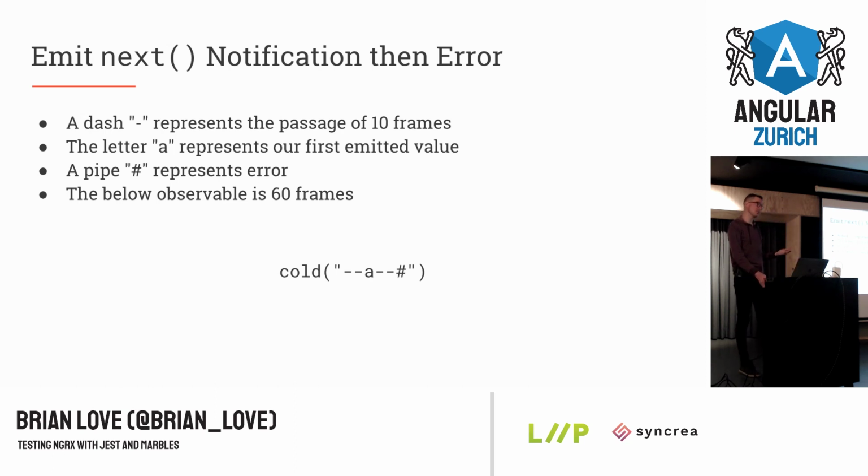Here's another example. The only difference here is that instead of a completion notification, we're going to get an error notification at the end, right? So 20 frames pass, we get a value or a next notification. 20 frames pass, and then we get an error notification.